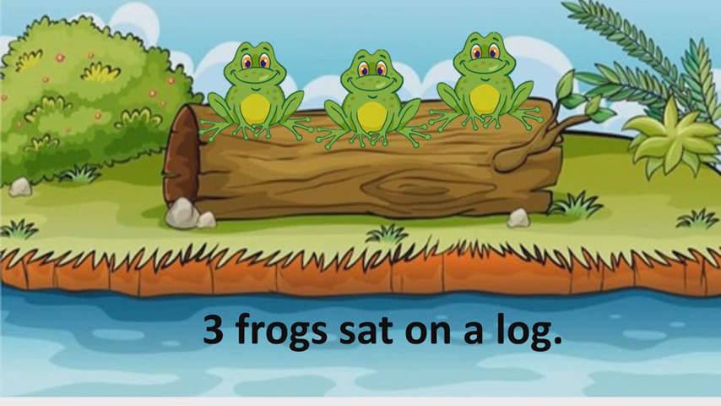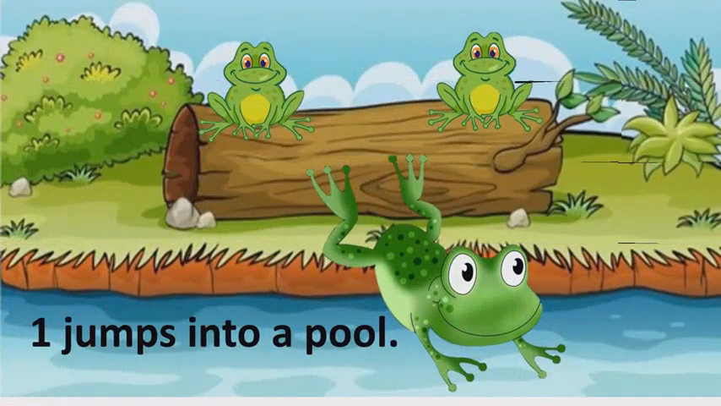Now let us learn 0 with the help of an example. Here you can see this beautiful picture. In this picture you can see a pond, frogs, a log, etc. You can see 3 frogs are sitting on a log. Out of 3 frogs, 1 frog jumps into the pond.